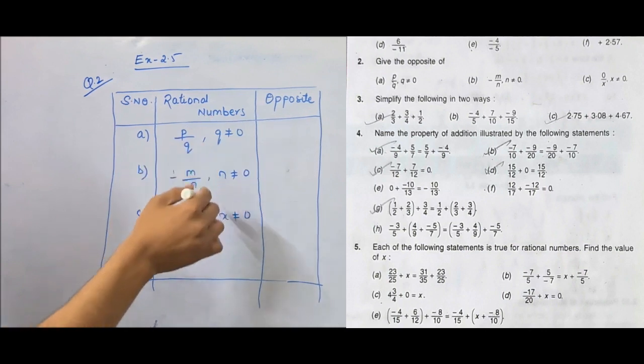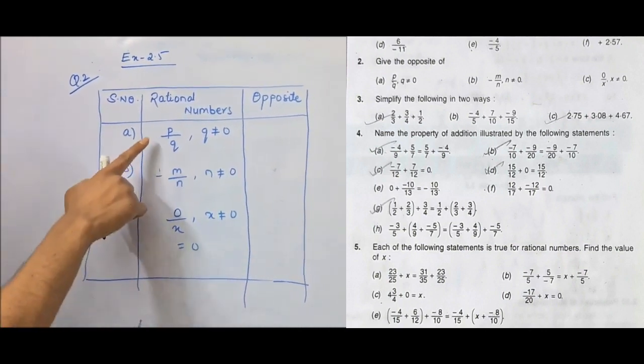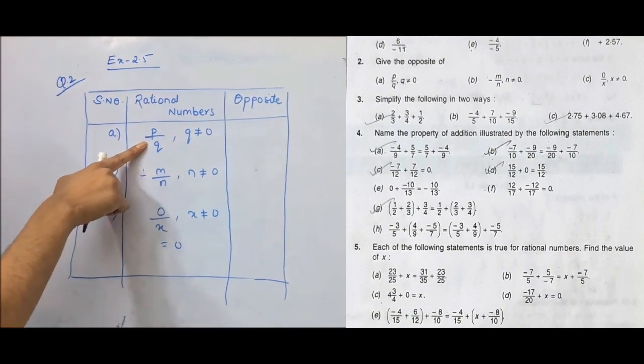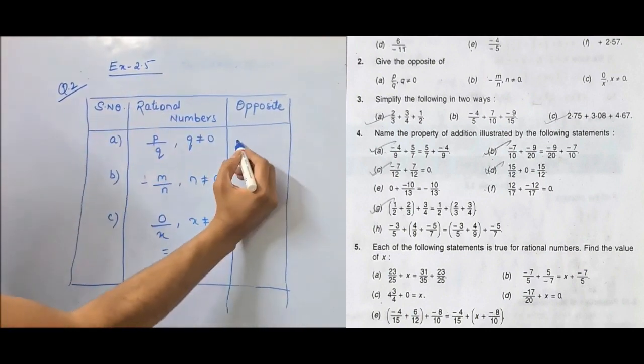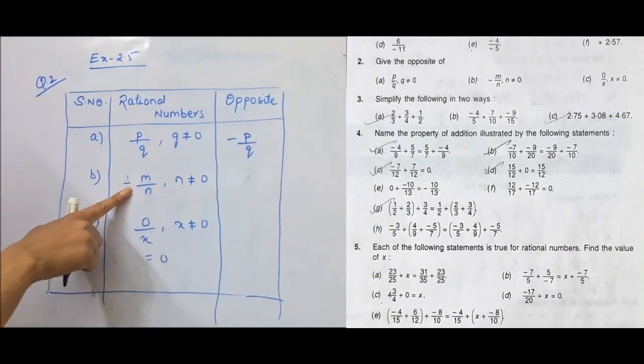Opposite means the same as the additive inverse of the given rational number, like question number 1 which we did. Here you can see that it is a positive rational number plus p by q. The opposite will be a negative rational number minus p by q. Here it is a negative rational number minus m by n.